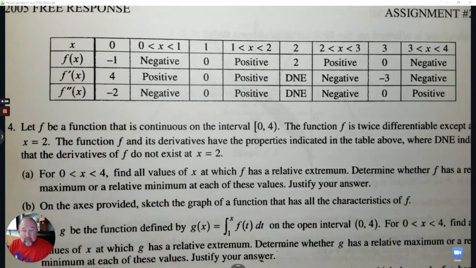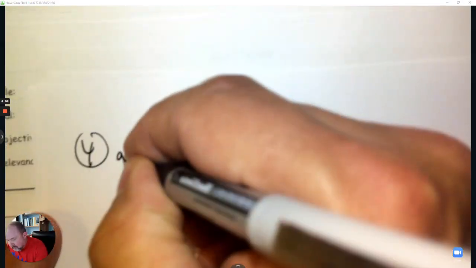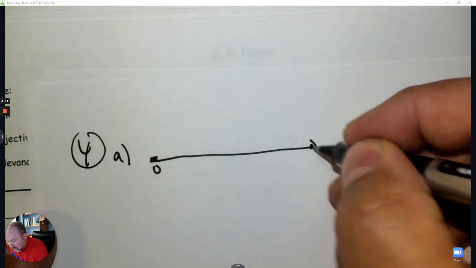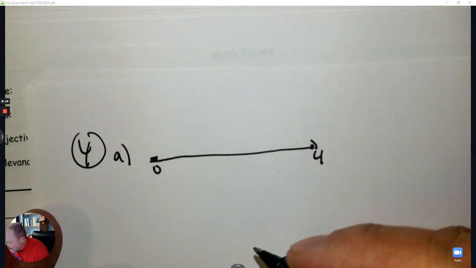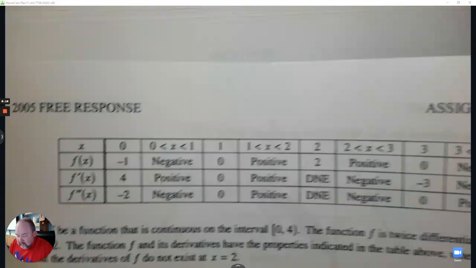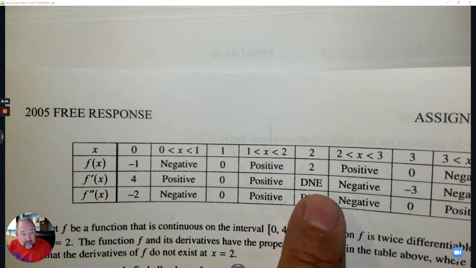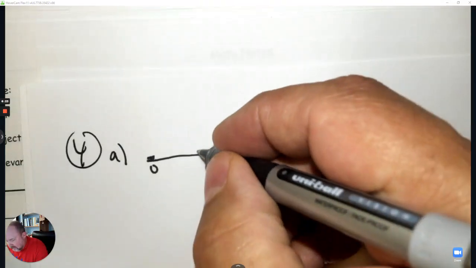All right, for a, from 0 to 4, find all x values which have a relative extreme. That means a max or minimum. So for that one, I'm going to draw a number line and put the critical numbers on there. Now, a critical number would mean from 0 to 4 if the derivative is equal to 0. So where is the derivative equal to 0? So the derivative is equal to 0 at 1. It doesn't exist at 2. That's the critical value.